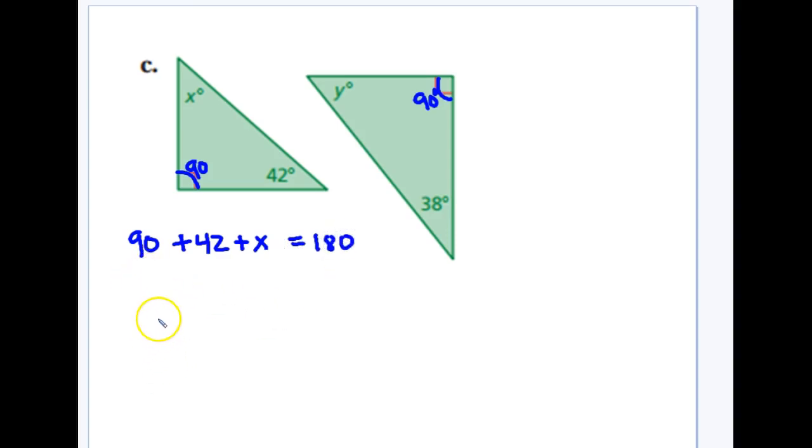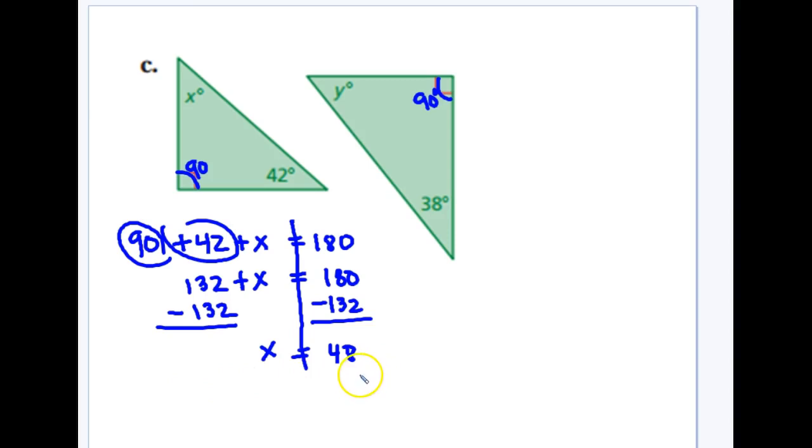We're going to push pause. You guys are going to solve it, and then when we come back, you can check your answer. So push pause. Look at that. My answer magically appeared. So it tells me that x is equal to 48. So I have 90, and then I have 42 and 48. I have 90, I have 38, and y.